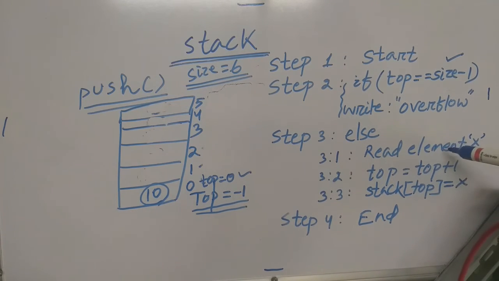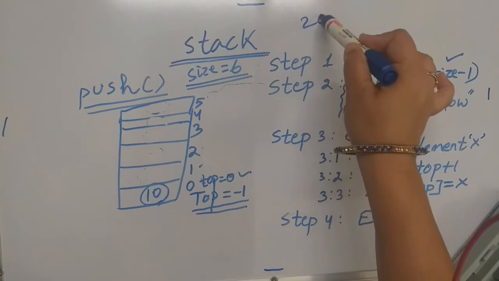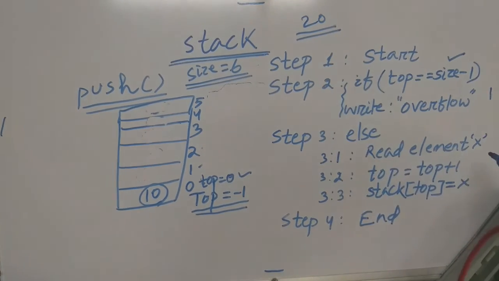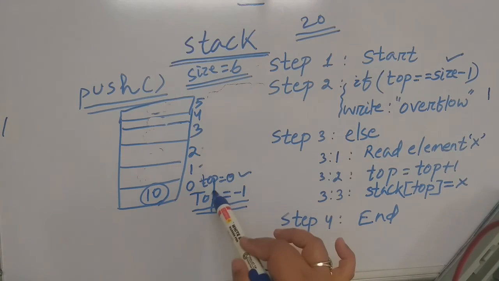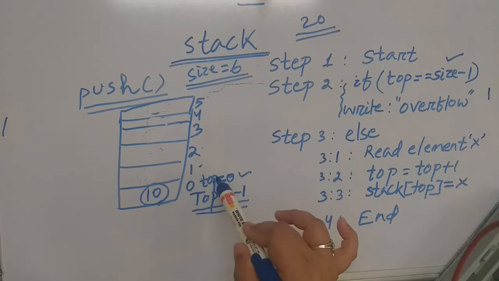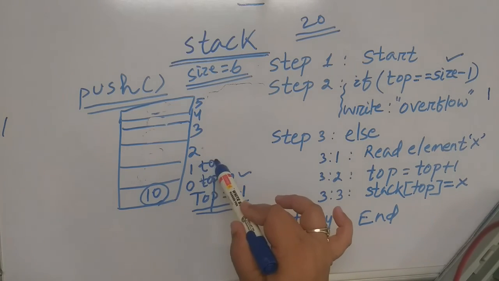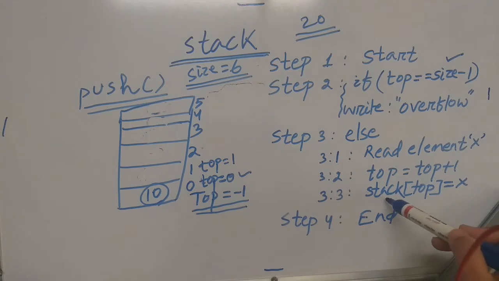So what we are doing? Else read element x. Suppose we want to insert 20. We read that 20 and then top equal to top plus 1. So top value is now 0, then we increment it to top plus 1. So top value is now 1.